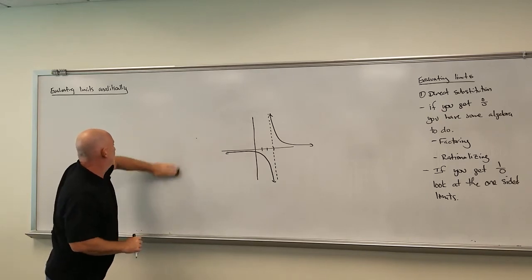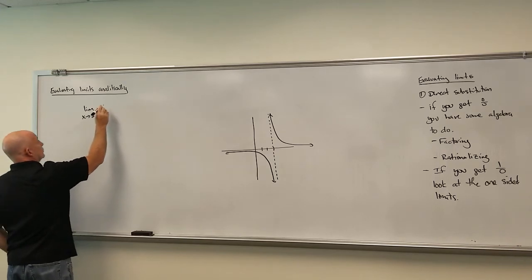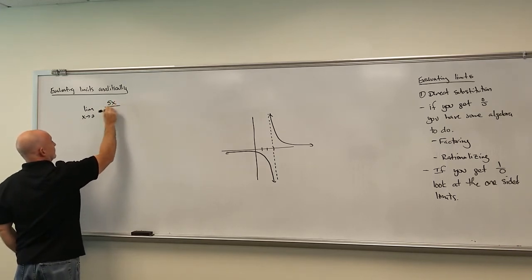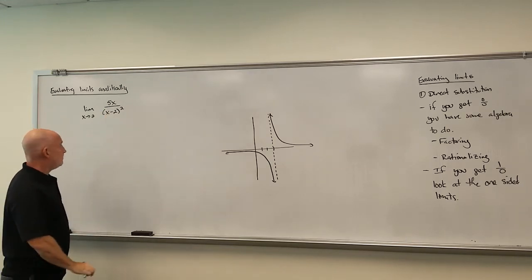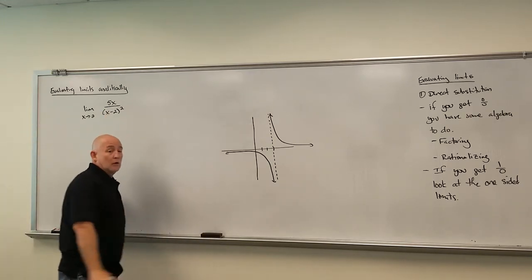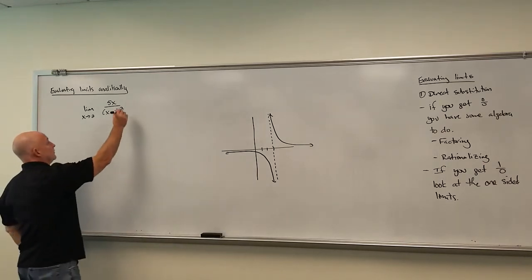Let's make it kind of easy. Let's do the limit as x approaches 2 of 5x over (x minus 2) squared. Okay, so we're told to do a limit. The absolute first thing that we want to do is direct substitution.